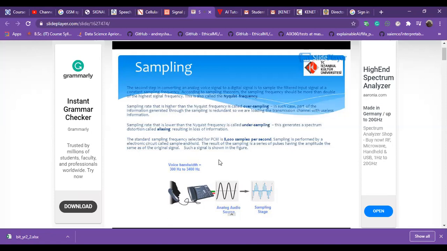The standard sampling frequency selected for PCM is 8,000 samples per second. Sampling is performed by an electronic circuit called sample and hold. The result of the sampling is a series of pulses having the same amplitude as the original signal, such as the signal shown in the figure.